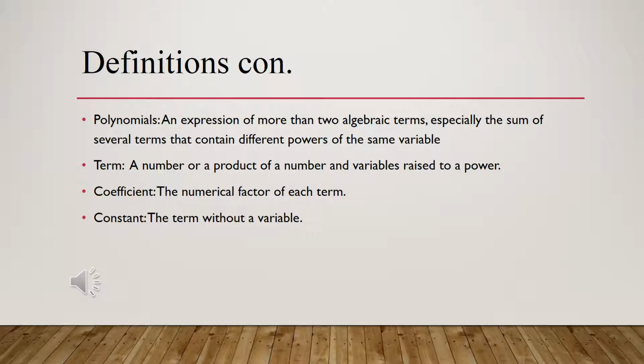Polynomials: an expression of more than two algebraic terms, especially the sum of several terms that contain different powers of the same variable. Term: a number or a product of a number and variables raised to a power. Coefficient: the numerical factor of each term, and constant: the term without a variable.